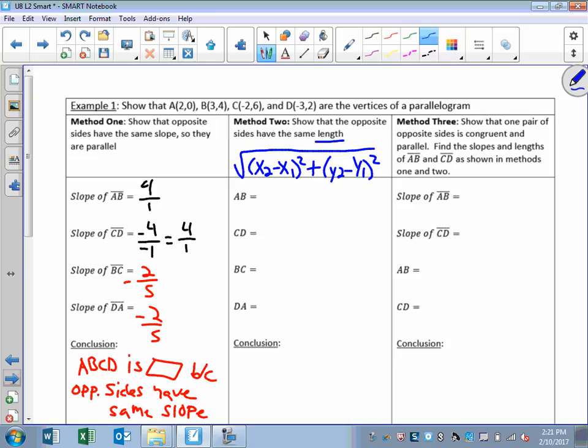So for AB, if you did all that, you would get square root of 17. For CD, you would get the square root of 17 as well. For BC, you would get the square root of 29. And for DA, you would get the square root of 29. So we can conclude that it is a parallelogram because opposite sides are congruent.